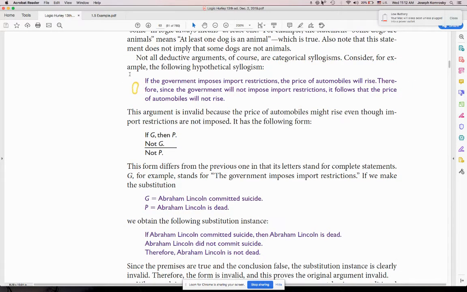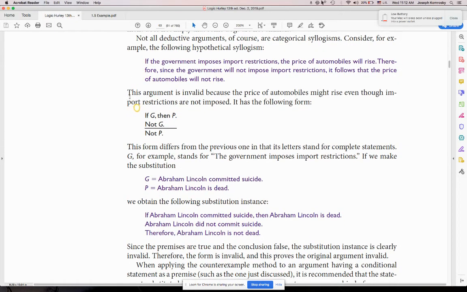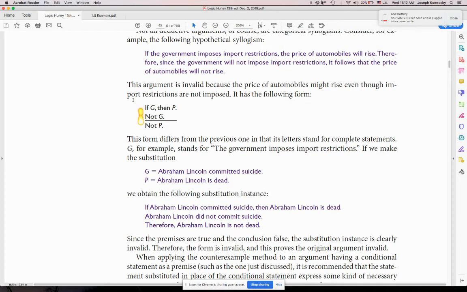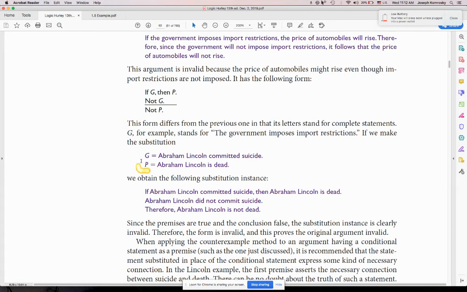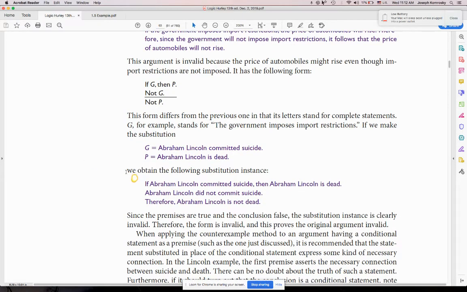No problem. You strip it down to its basic form and represent it with letters. Then you substitute in things that you do know about. Then you can get the obvious absurd example. These two are true. This is totally absurdly false. Therefore, is this whole thing valid or invalid?